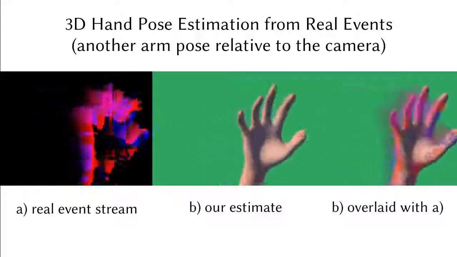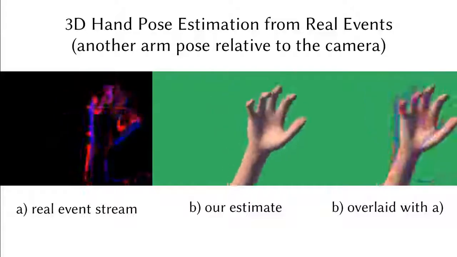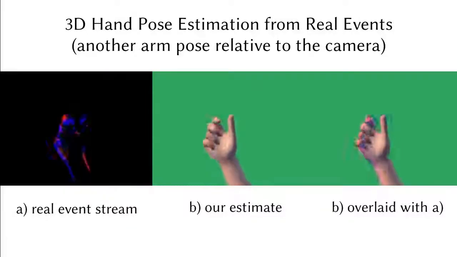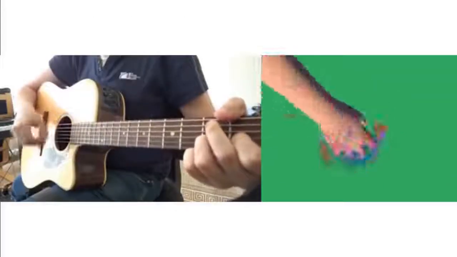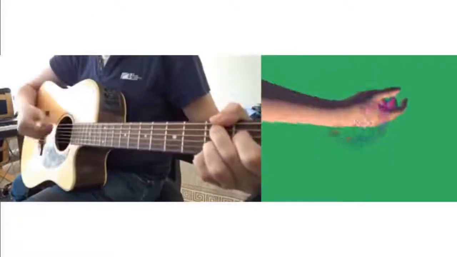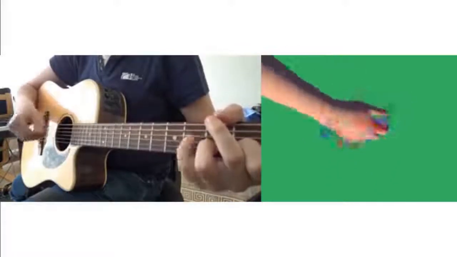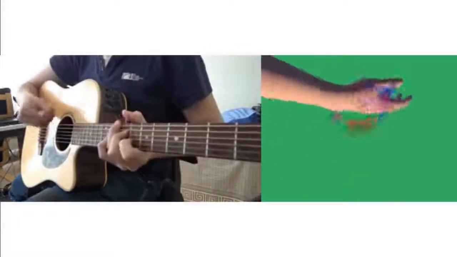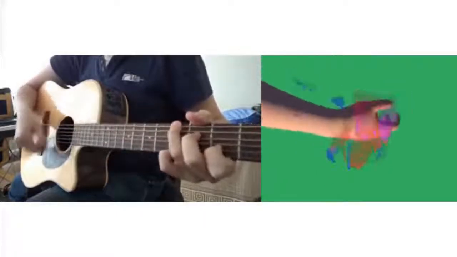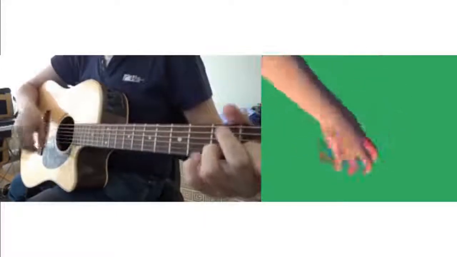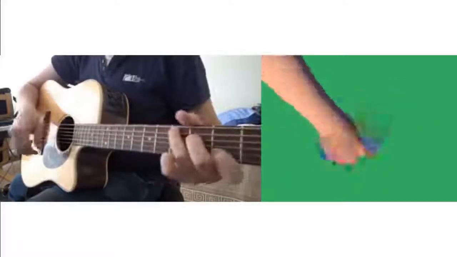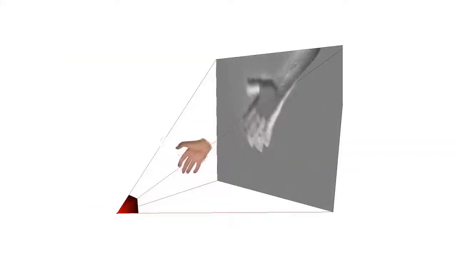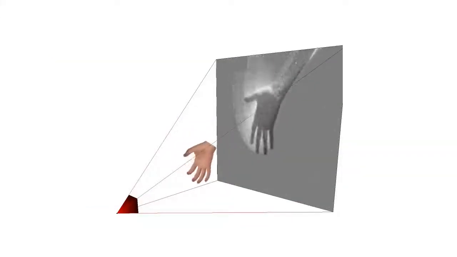EventHands supports different arm poses in the view with respect to the camera. Here, we show results on real data from a model trained on hands coming from the bottom. Our method is ideal for tracking the rapid hand motions that occur while playing musical instruments. Our dataset, the simulator, and our 3D hand pose estimation method will be released for research purposes.